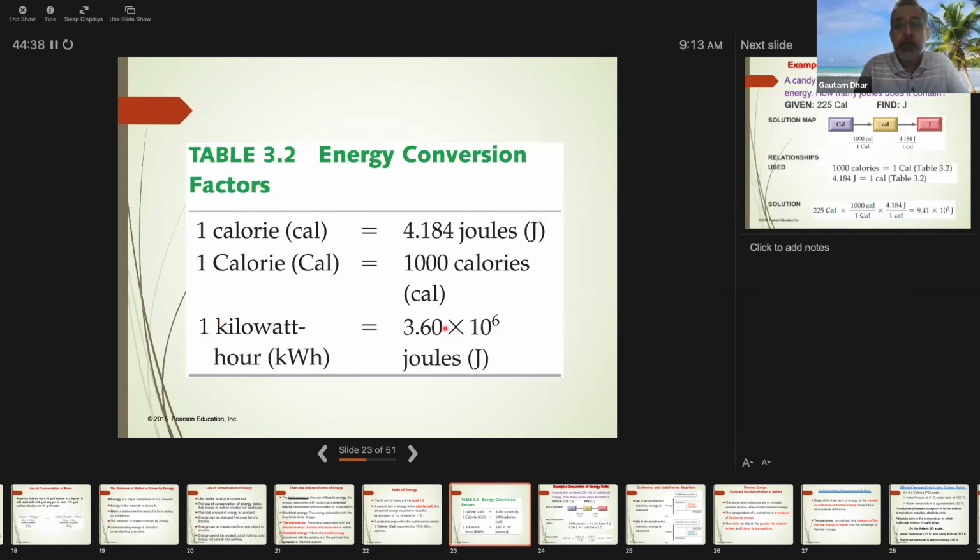Below, there's one more that we will not be using, but it's good to know: the kilowatt hour. This is called 1 unit of electricity or 1 unit of power. In a home, when you say this many units, the meaning is kilowatt hour, and 1 kilowatt hour is 3.6 times 10 to the power 6 joules. That's a huge unit, so we are not going to use too much of this, but mostly as chemists we will be using calories and joules.